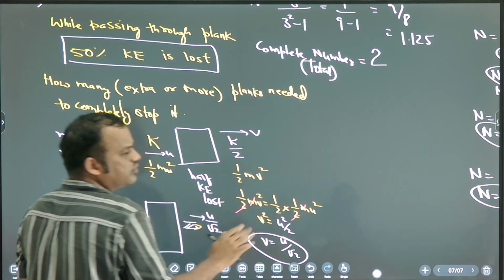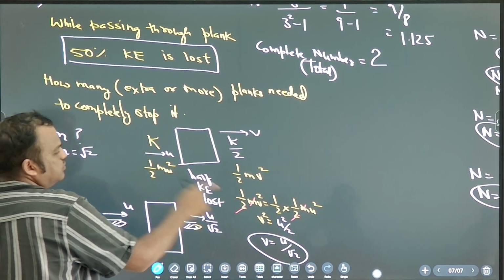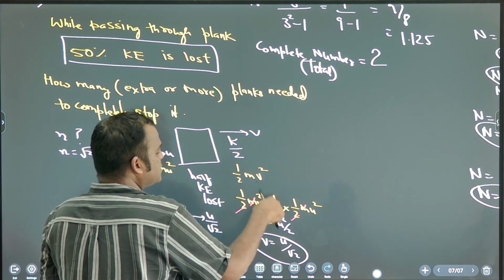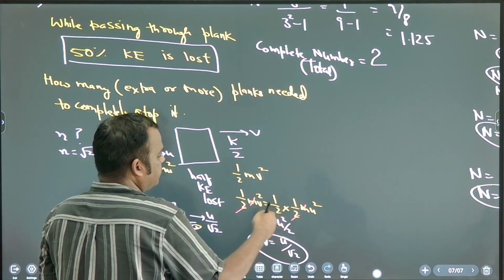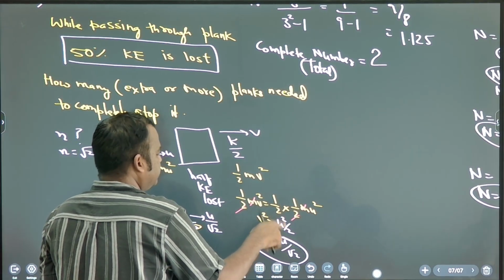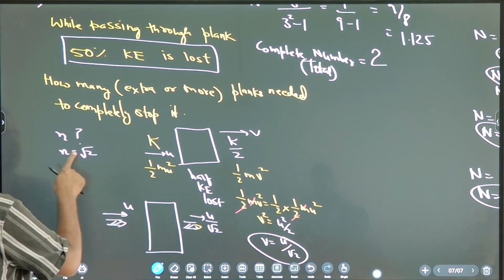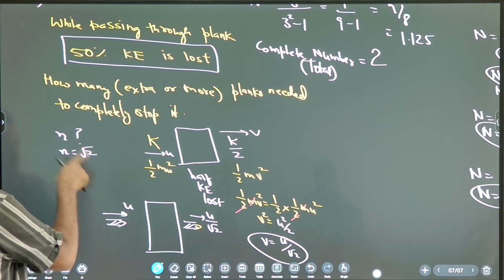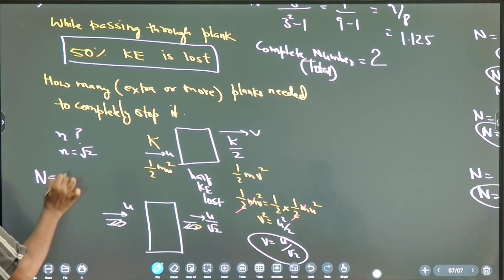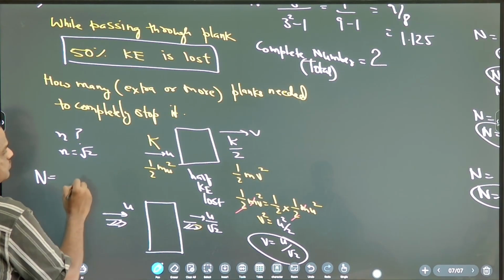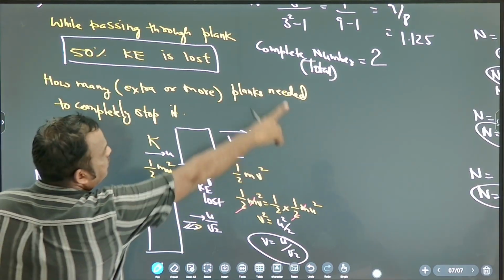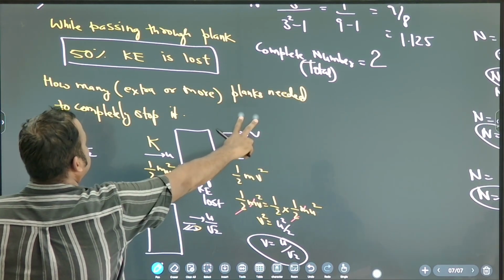Are you getting or not? So half mv square is half of 1 by 2 m u square. Half cancels, so v square is u square by 2. So v is u by root 2. So what is n? Root 2. So what is capital N? Solve this.